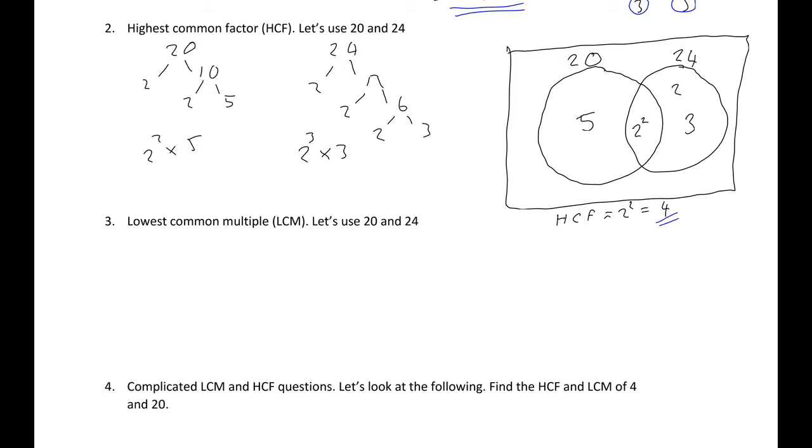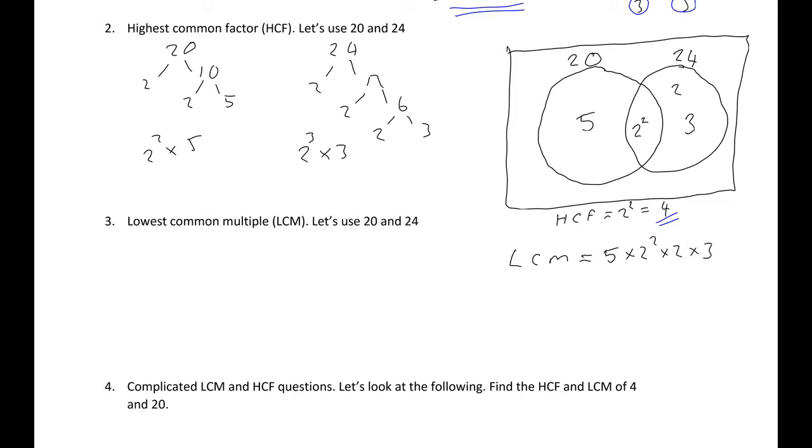Okay, lowest common multiple, we're going to use this as well, except this time what we want is the lowest number that they both go into. So it's the lowest number they both go into. And the beauty of this technique is it's just that times that times that times that. That's all the lowest common multiple is. So the LCM is 5 times 2 squared times 2 times 3.